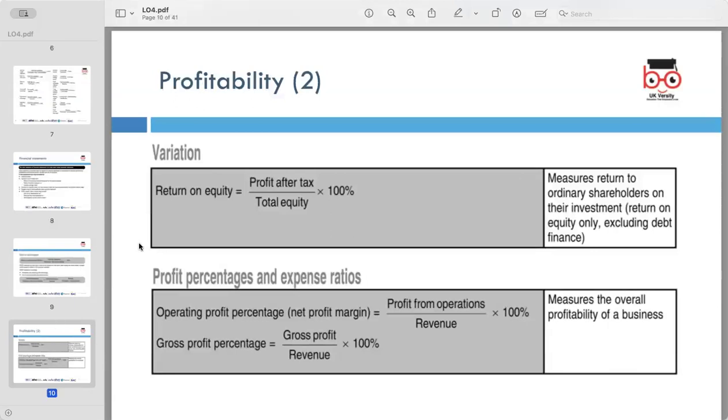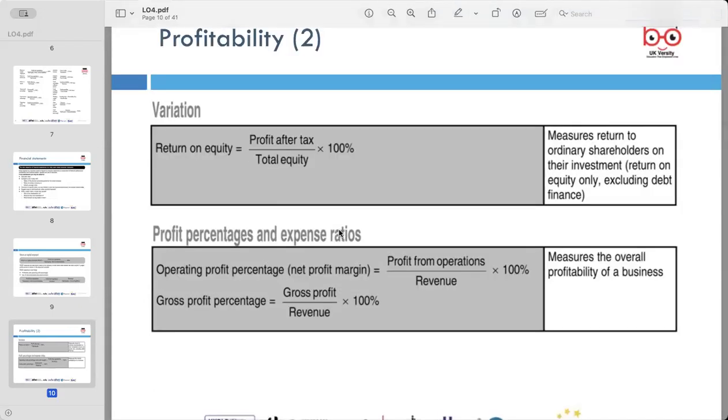Return on equity and profitability ratios. Return on equity assesses the return earned on ordinary shareholders' investment. It is calculated by dividing the profit after tax by the total equity, multiplied by 100. So ROE specifically focuses on the return generated for equity shareholders, excluding any influence from debt financing.